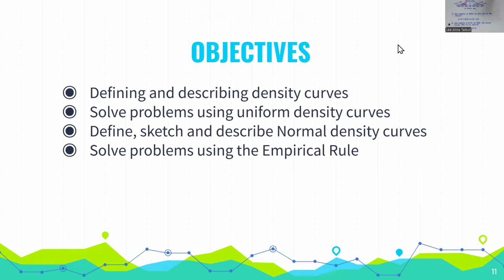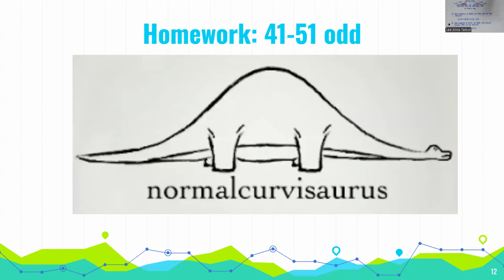Okay, quick check. Did we define and describe density curves? Did we solve problems using uniform density curves? Did we define, sketch, and describe the normal density curve and solve problems using the empirical rule? We did all that stuff. Look at us go. Okay, homework is 41 to 51 odd, and there is my joke.